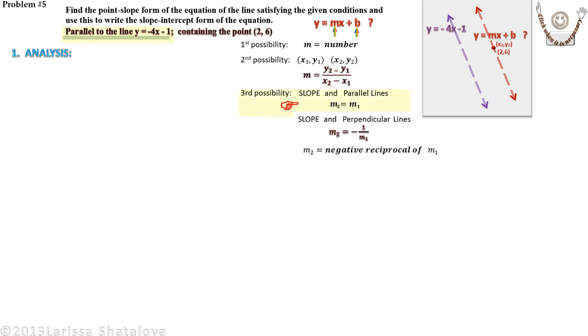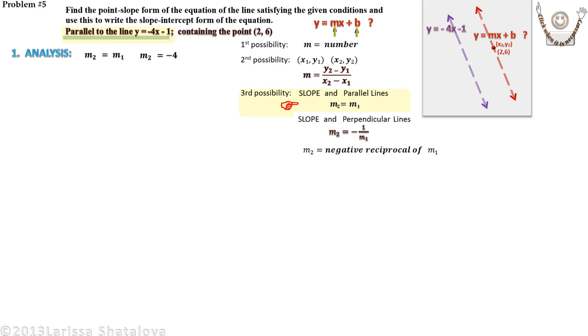And what do we know? If lines are parallel, they have the same slope. Okay? If our line is parallel to the line y equals negative 4x and negative 1, so our line will have slope which is negative 4. Because parallel lines are supposed to have the same slope.